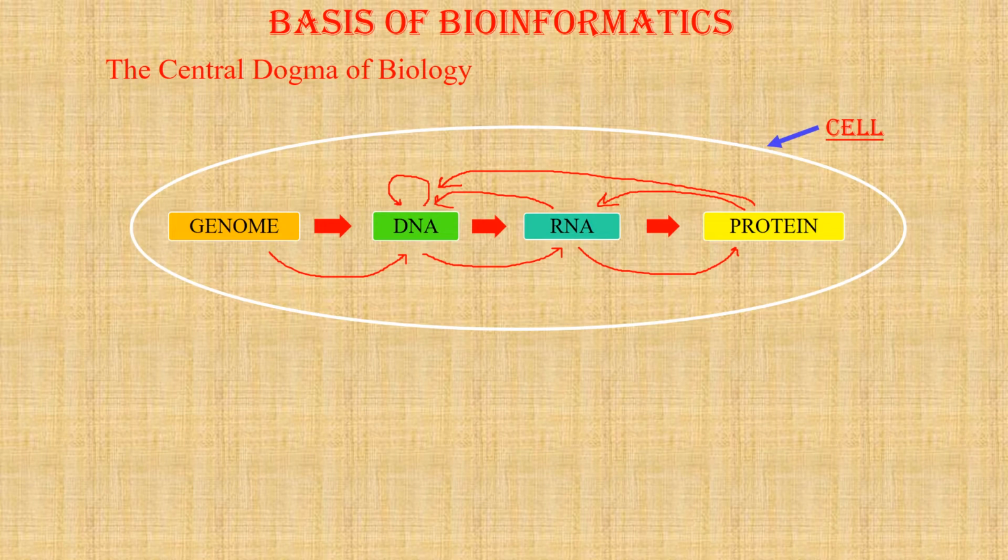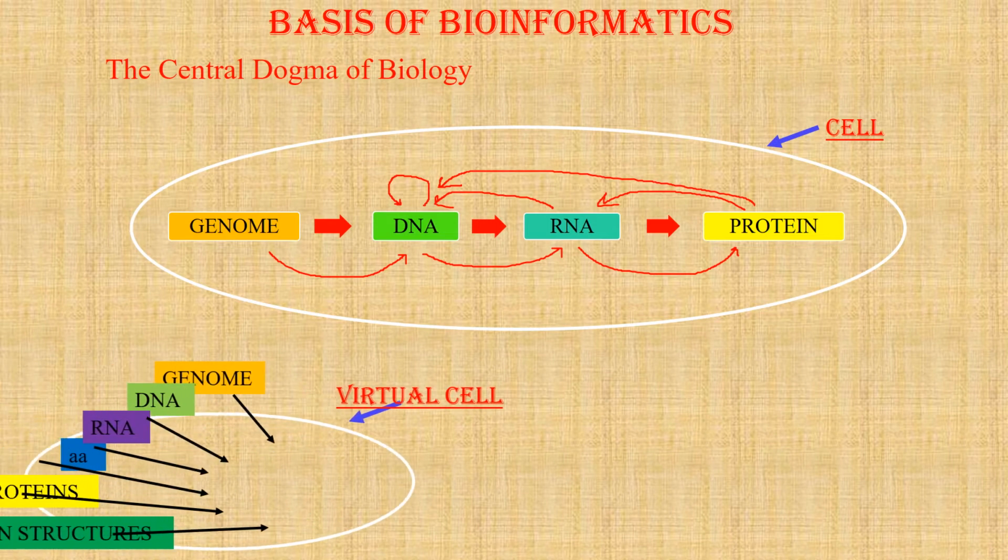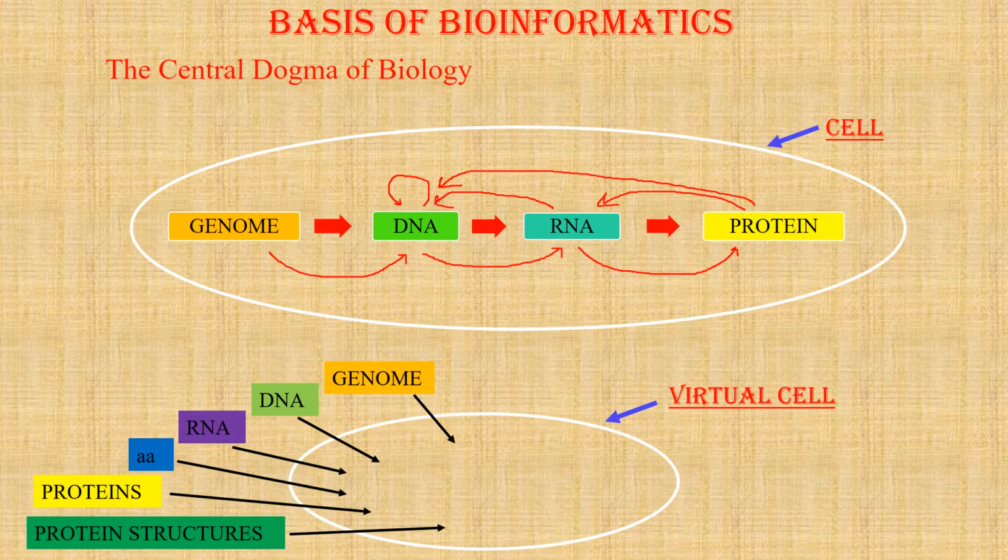So what happens in bioinformatics is that we try to produce a virtual cell which is similar to our real or natural cell. This other one below is our virtual cell. We produce this in the computer, and into this virtual cell we put in data such as the genome, DNA sequences, RNA sequences, amino acid sequences, and protein structures.